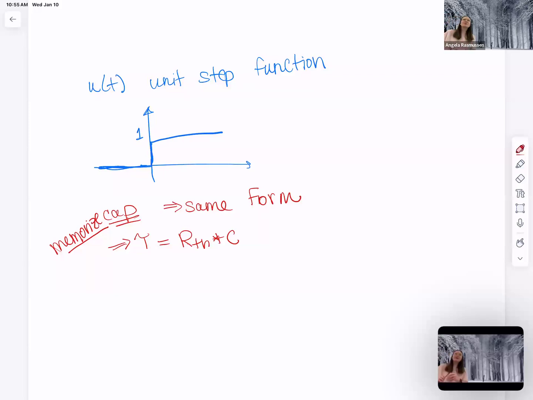Okay, so last time we talked about the derivation for the RL circuit. Any questions about that one? Okay, quick review.